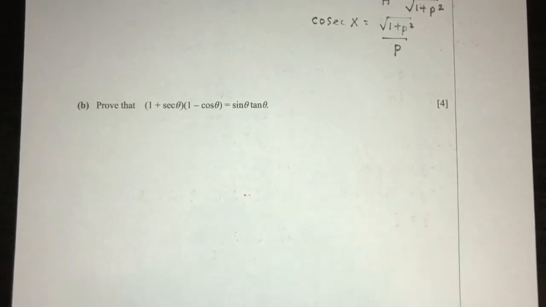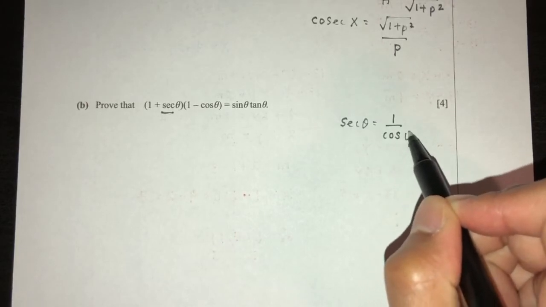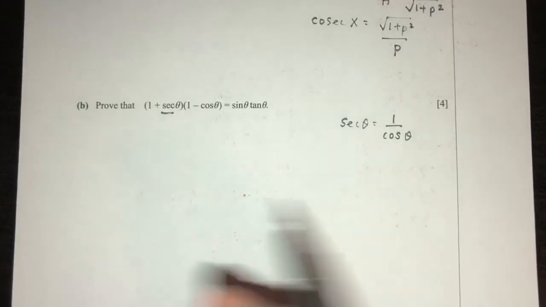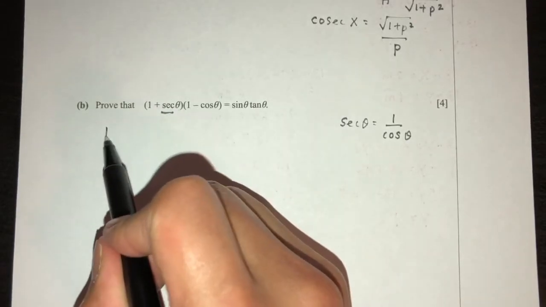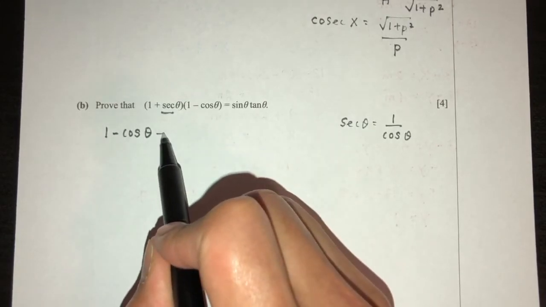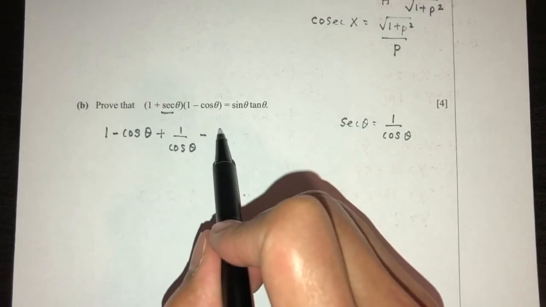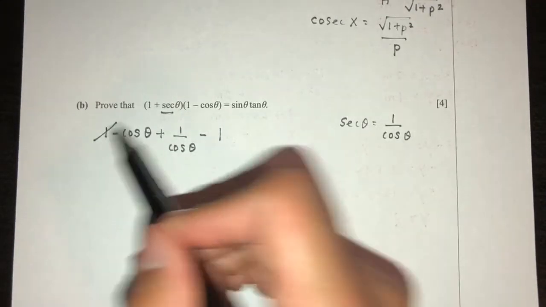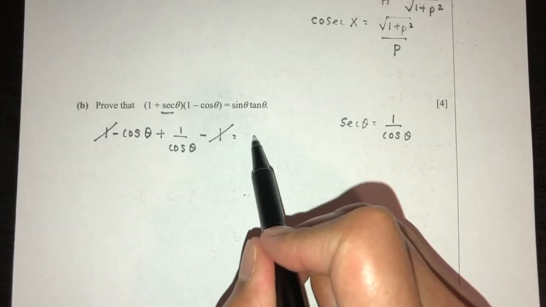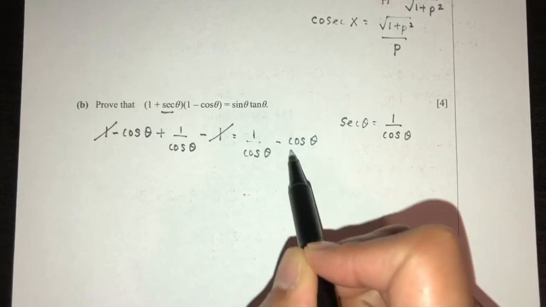Now for part B, we have to prove the left hand side becomes the right hand side, step by step. First, what is sec theta? Sec theta will be 1 divided by cos theta. Now we can expand. So 1 times this will become 1 minus cos theta, and this times this will become plus 1 over cos theta minus 1, right? So these two will cancel out. So you will have 1 over cos theta minus cos theta over 1.